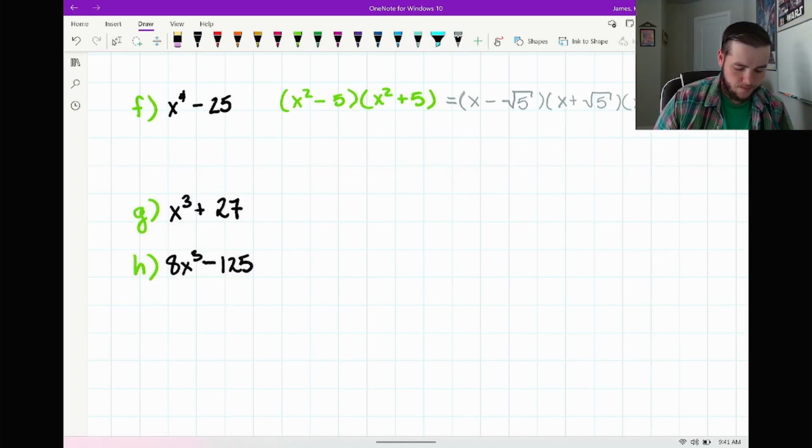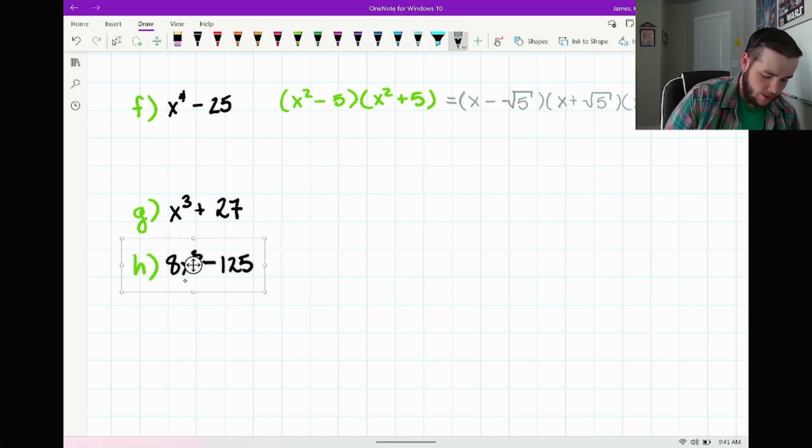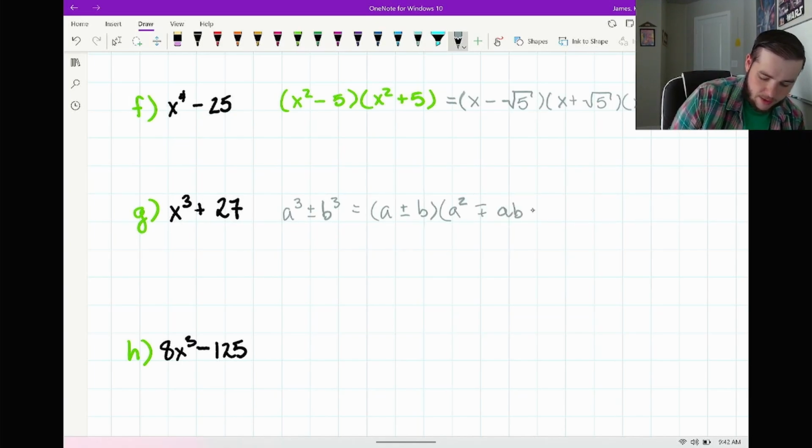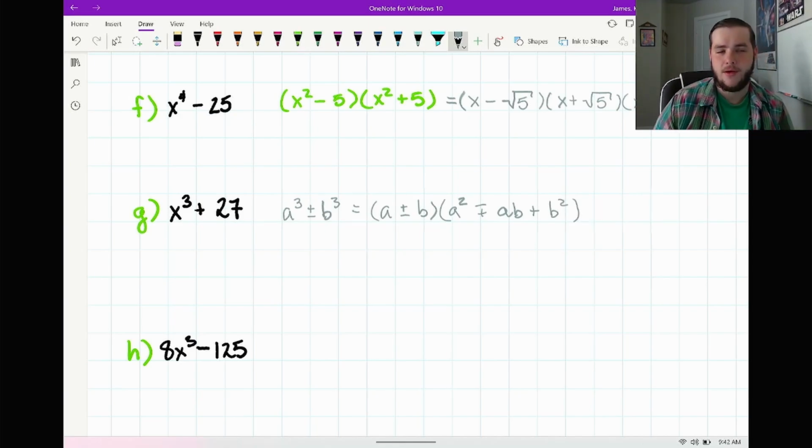And this is what we call a difference of cubes. There's a formula that goes with these. When I have a cubed plus or minus b cubed, this factors into a plus or minus b times a squared minus or plus ab plus b squared. Here's what I mean by the plus or minus, minus or plus thing. Whatever the sign is here, it's the opposite one here. But this one's always a plus.